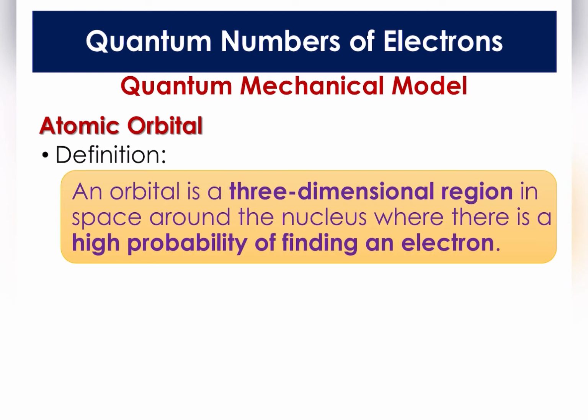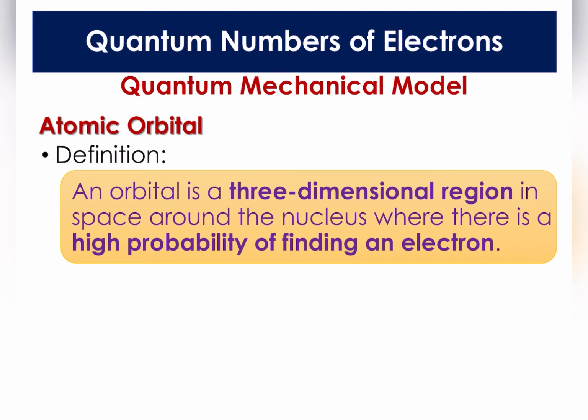So orbital is the three-dimensional region in a space around the nucleus where there is a high probability of finding an electron. So maksudnya dia adalah satu kawasan tiga dimensi. Maknanya ada axis X, Y, Z dan dalam kawasan itu mempunyai elektron. So dia tak ada pinpoint pun position elektron tu. Dia just cakap ada dalam kawasan tu.